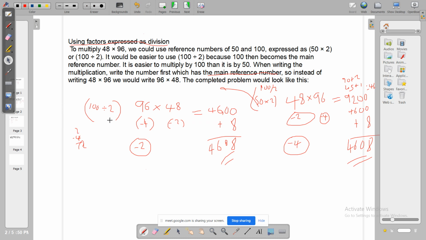So now we have negative 2. Do you understand? So now we can subtract the negative 2 from our 48, which will give us what? 46. Then we multiply the 100 by this. So 100 times 46 will give us what? 4,600. Then we multiply the 1 here in the square. So minus 4 times minus 2 is what? Positive 8. When you add, you get your answer.